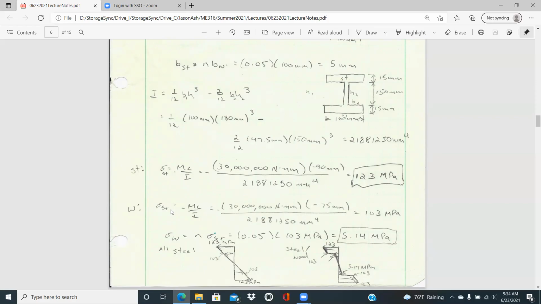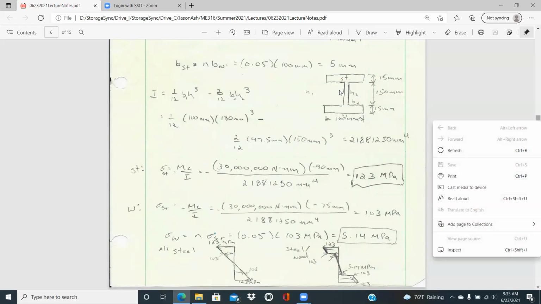Then if we look at the stress in the steel for that wood section at 75 millimeters from the neutral axis, this is the stress if it were steel. Same thing, we're just plugging in 75 millimeters for that c distance. So if this were all steel, that would be 103 megapascals at the top there in compression, and then it would be 0 at the center and 103 megapascals in tension at the bottom.